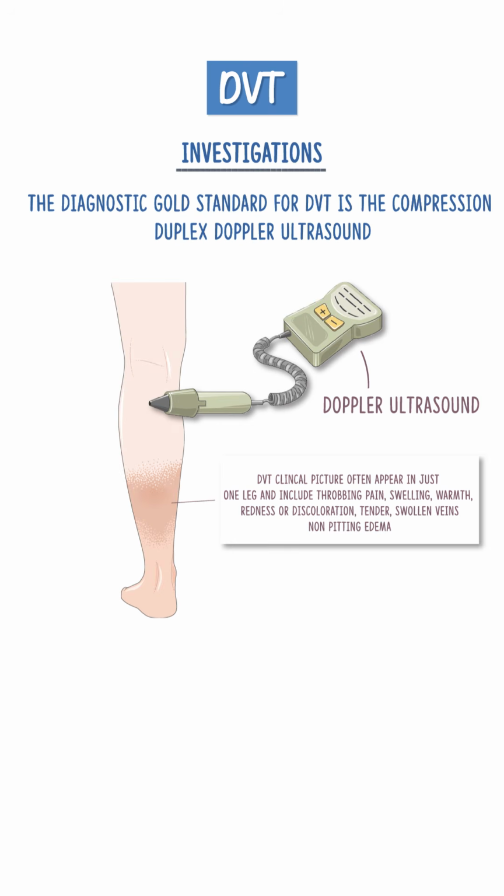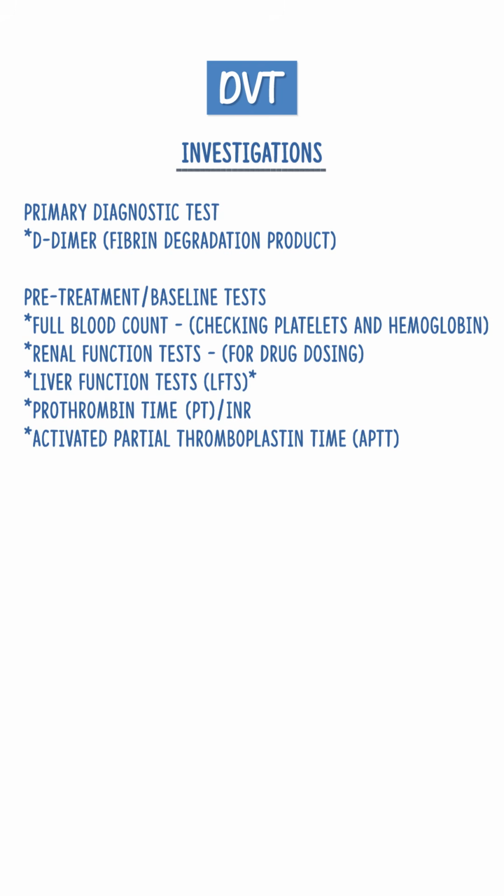The diagnostic gold standard for DVT is the compression duplex ultrasound. Laboratory investigations begin with the D-dimer assay, a highly sensitive test used to rule out the condition by detecting fibrin degradation products. Baseline blood tests and coagulation screen are essential to establish baseline clotting times.